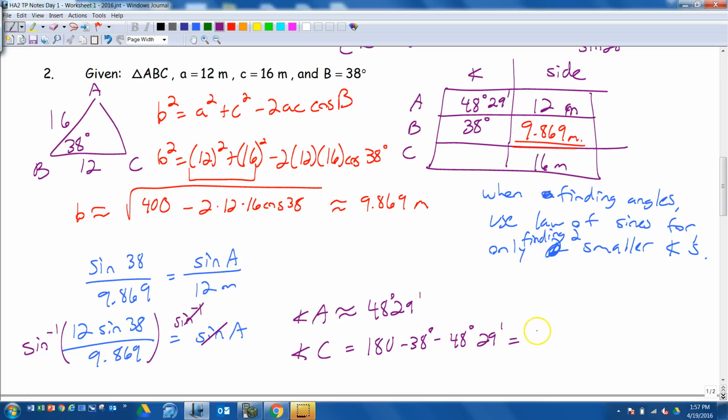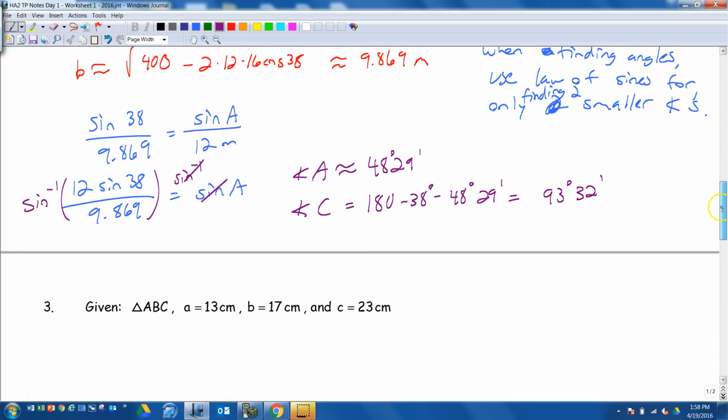And you get 93 degrees and 32 minutes. So it's a good thing that we did not use law of sines to find angle C, because there's no way we could have had an obtuse angle from that. So those are all the pieces for this triangle.